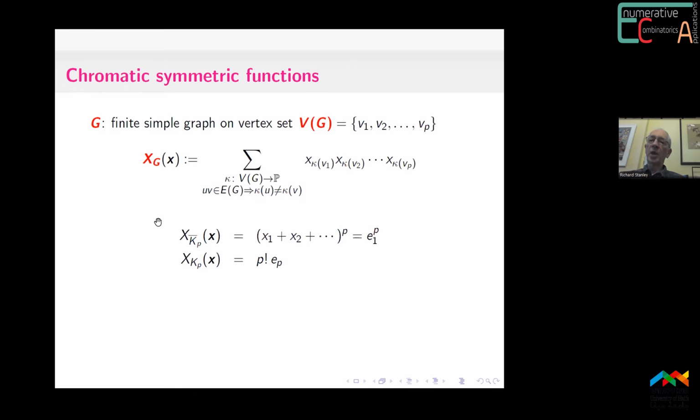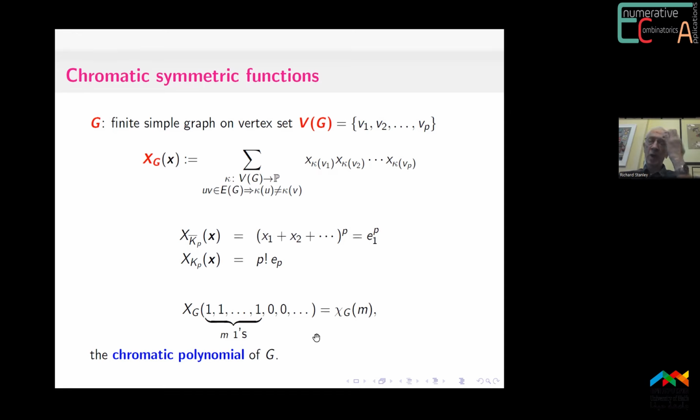A simple example is the complement of the complete graph, just p disjoint points. This is saying we can color each point with any color independently, so we get e_1 to the p. And for the complete graph K_p, well, all the colors have to be different, so we get an elementary symmetric function. Each choice of p colors gives p factorial ways of putting them on the vertices, so we get p factorial e_p. If we specialize m of the x_i's to be 1 and all the others to be 0, this is the chromatic polynomial of G.